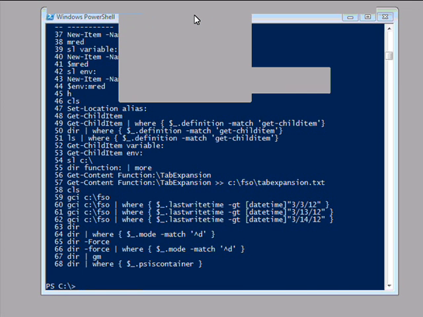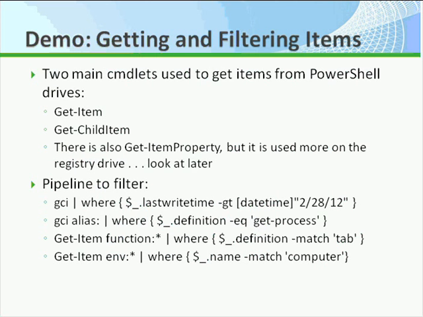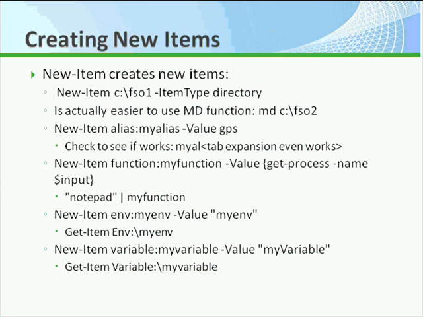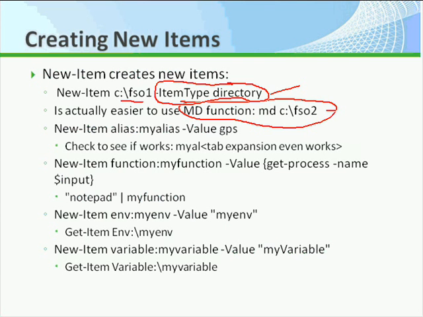So let's go to the next slide. Creating new items. Well, we've already used the new item to create new items, and we use this to create directories. And there is an MD function. We used that the other day, and that's actually easier because it supplies the value. It lets us know that my item type is going to be directory. So the MD function incorporates this idea here so that all I need to do is simply give it this path value. So that's actually easier to use.